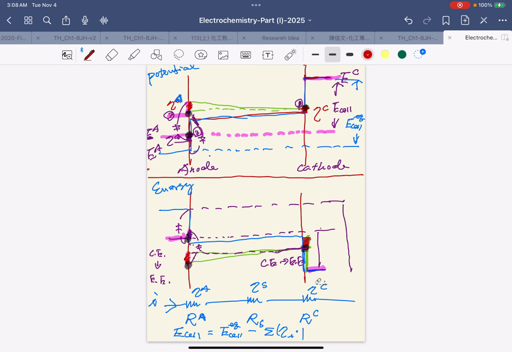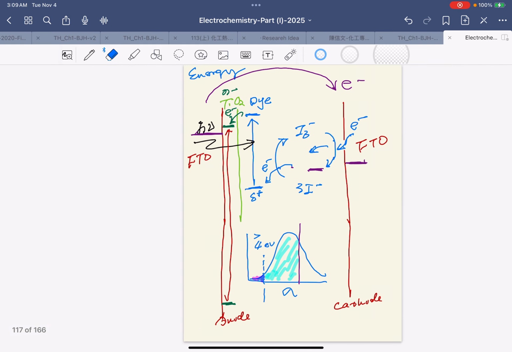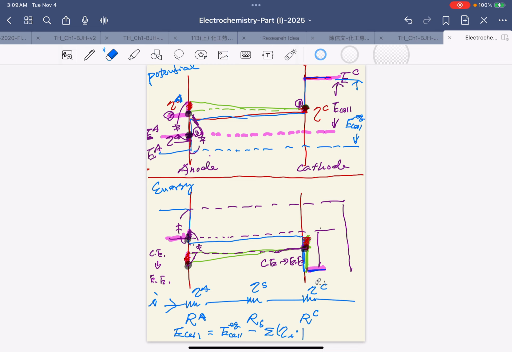Yeah, and similarly you can extend to the galvanic cell. So for the galvanic cell, the potential is less than 0 in this case, and for the galvanic cell, the E cell is larger than 0.